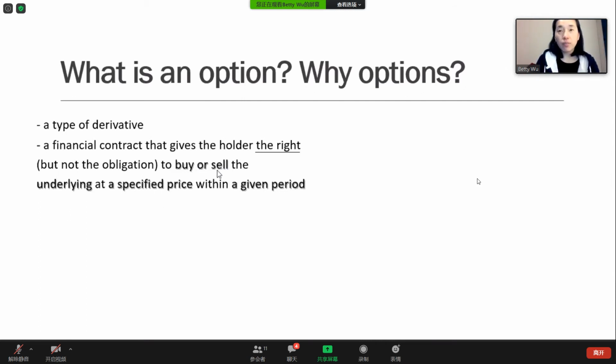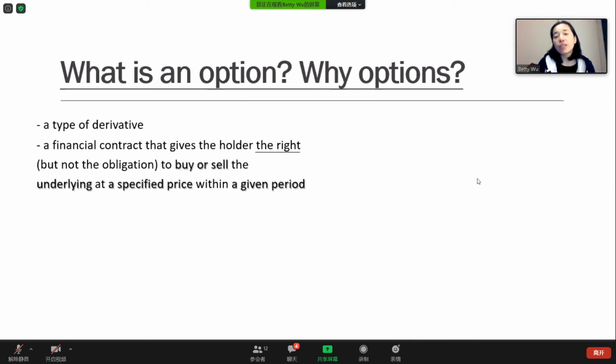So what's the action? Is it buy or sell? What's the underlying? Is it stock or a currency, whatever. And at a specified price, so what is the exercise price or the strike price? Because that will determine your profit later on. And what's the maturity? So when does the contract expire? Okay, that's also very important here.